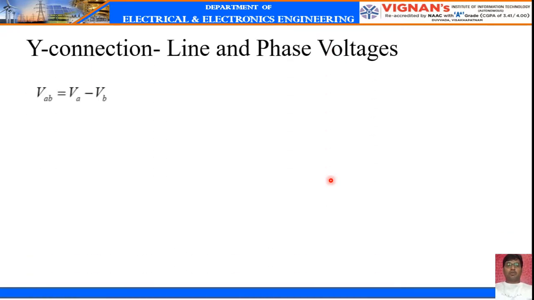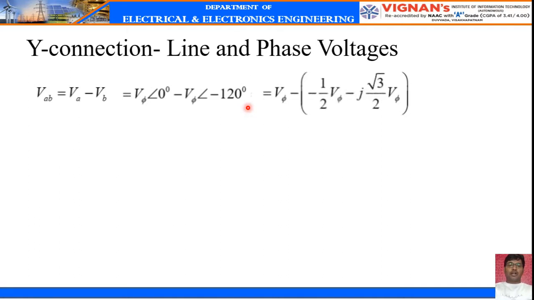So now we derive the magnitude of line voltage in a three-phase star connection. We know that the voltage between the terminal points A and B is VAB, the line voltage, which can be given as VA minus VB. We know that VA is V phi at an angle 0 minus V phi at an angle minus 120. So this polar form can be represented in rectangular form. V phi at an angle 0 is nothing but V phi, minus V phi at an angle minus 120, which can be written as V phi into cos 120, which is minus 1 by 2, plus j sin, V phi into sin 120, which is minus root 3 by 2.